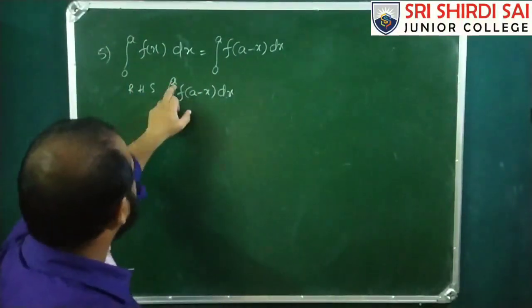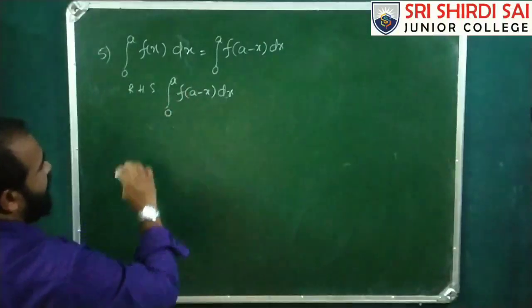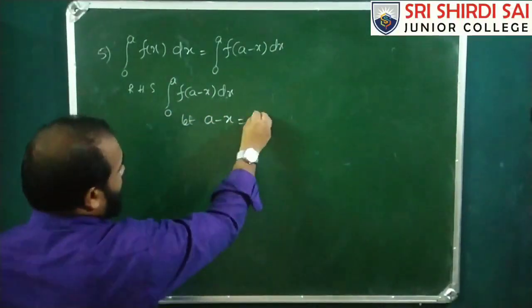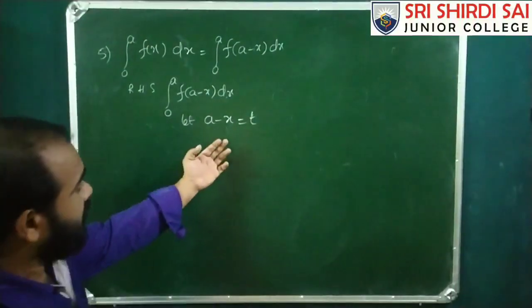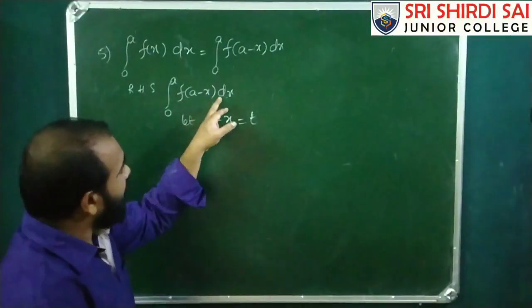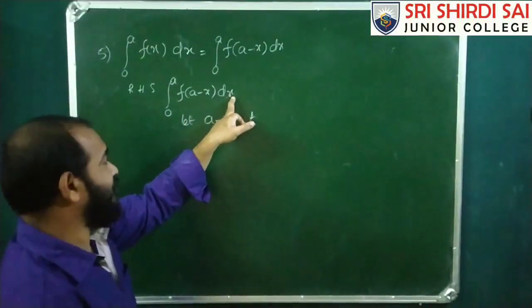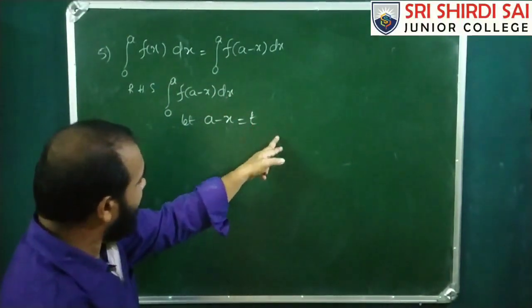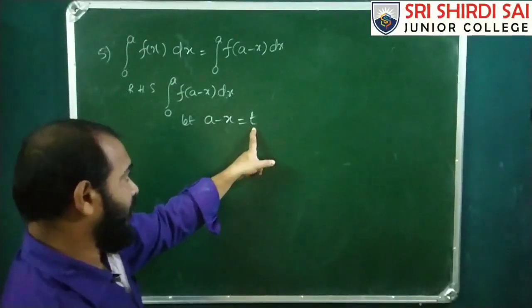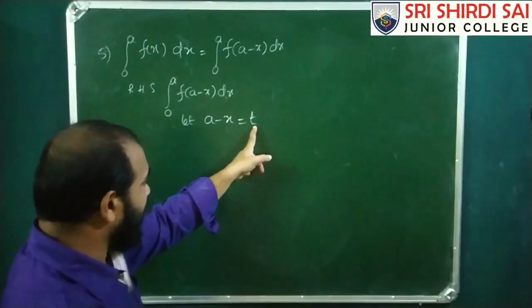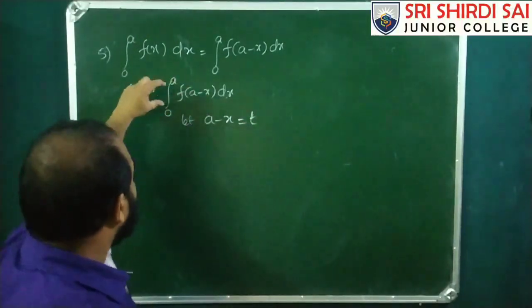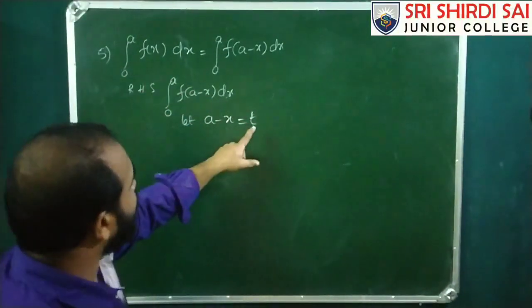So 0 to a f of a minus x dx. This I have considered. Let a minus x equal t. I am substituting this. x is the variable of integration, so this x we are trying to change into another variable t. So for this t we need to find out the fresh limits of t also.